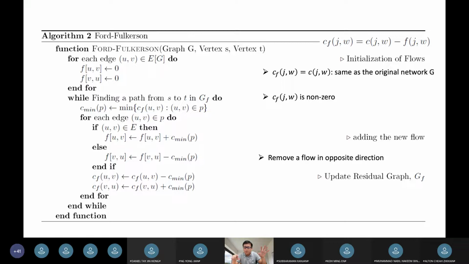Okay. But for every edge in the path, right? You see every edge in the path, right? If the edge happen in the original one, then okay, we add the flow in the original route. So we add the flow, right? Then we reverse the direction in the residual route. But if the edge not in the original route, right? If the edge is not in original route, then we remove the flow in the original route. That's it.